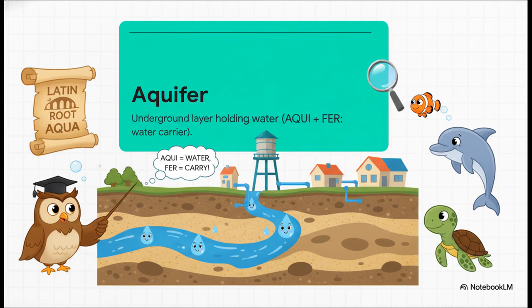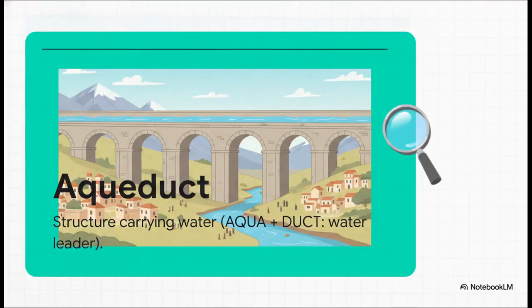And honestly, that makes total sense when you learn the modern definition, which is an underground layer of rock or sand that holds and carries water for an entire town or city. Next up on the list is aqueduct. Connecting right back to our clever ancient Romans from earlier, let's dissect it. AQUA means water, and duct means to lead. So literally, an aqueduct is a water leader. It's a massive structure or channel specifically designed to lead and supply water straight from the mountains directly into bustling cities. It's a literal water leader.